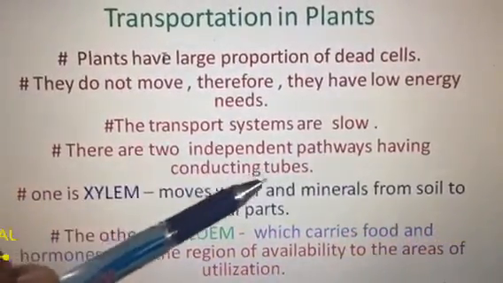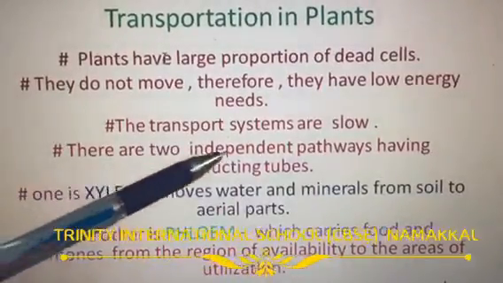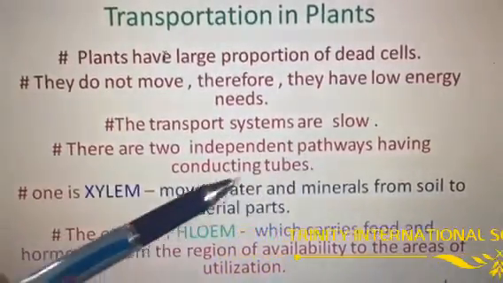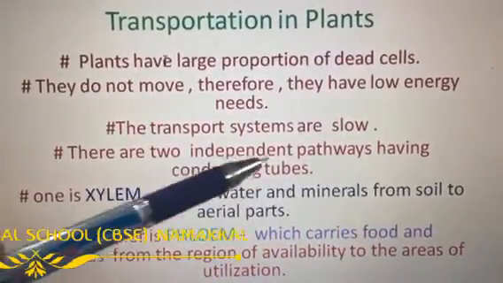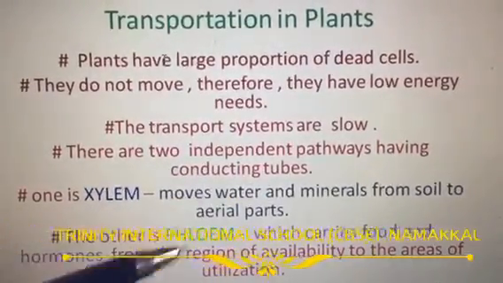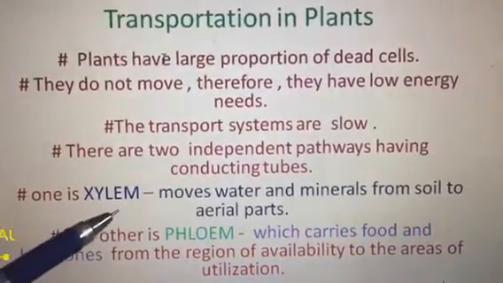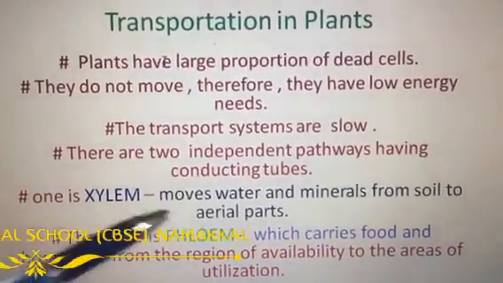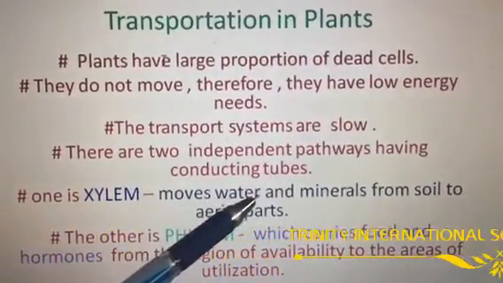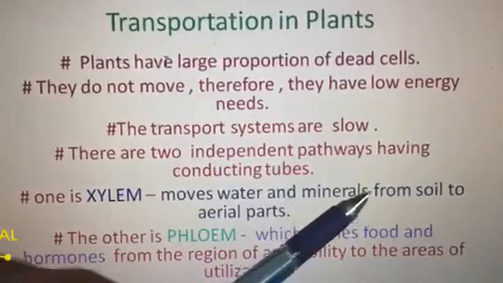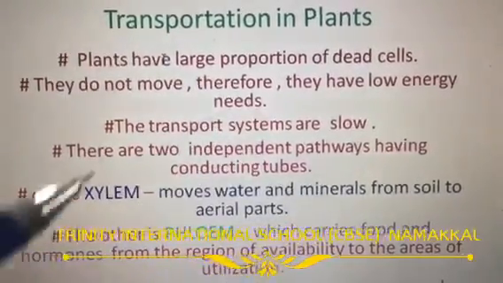There are two independent pathways having conducting tubes. Pathway means a traveling route. The food is traveling through two pathways. The one is xylem. Xylem is a plant tissue. The xylem helps move water and minerals from the soil to the aerial parts of the plant body.